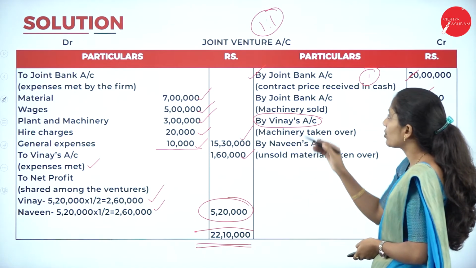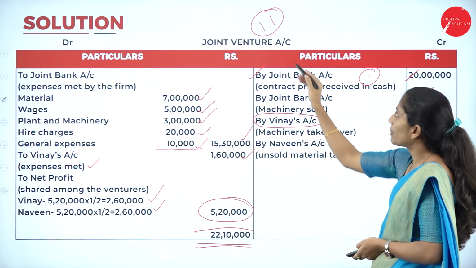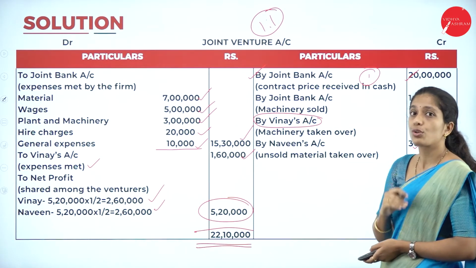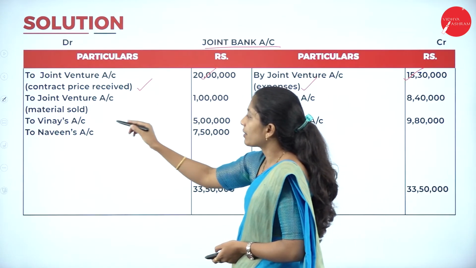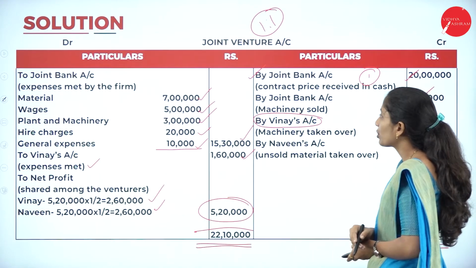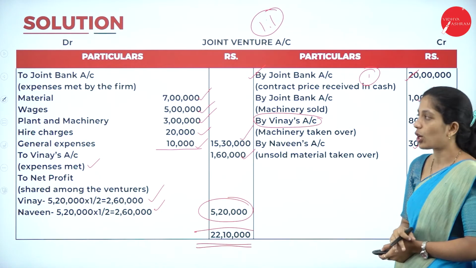Now come to the next entry. Here also we have a transfer for machinery sold. So what is the entry? Joint bank account debit to joint venture account. So how do you record there? To joint venture account. How much amount? 1 lakh. So to joint venture account, material sold, 1 lakh. Now come to the next one. Here there is no other entry which has been transferred to the joint bank account.